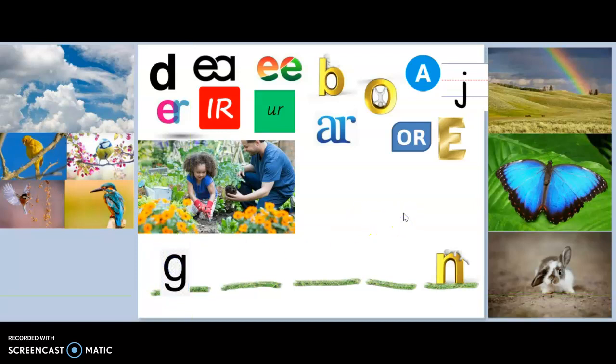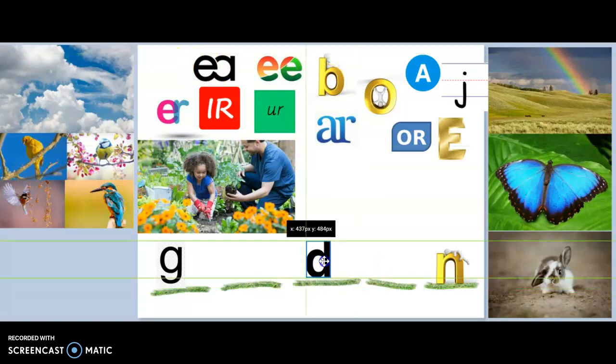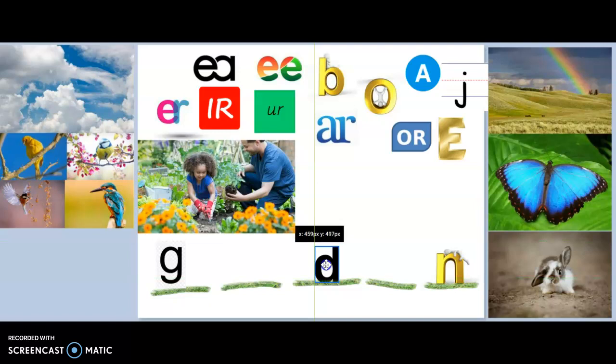Okay. I'm going to wait on that one. Gard. Garden. Oh. So that's not that one. This one. D. Let's try it now. G.